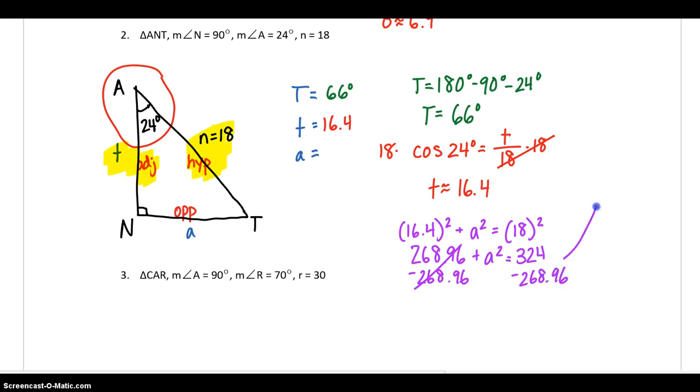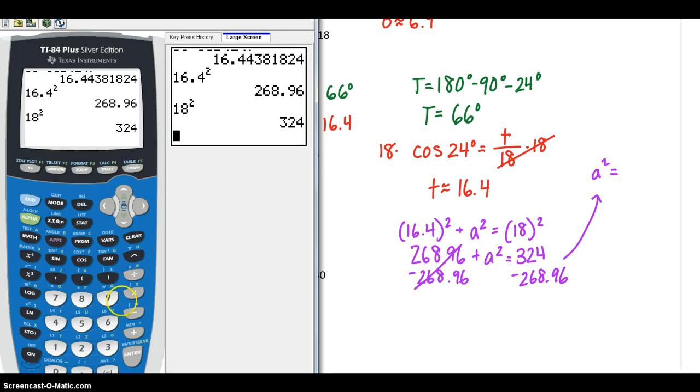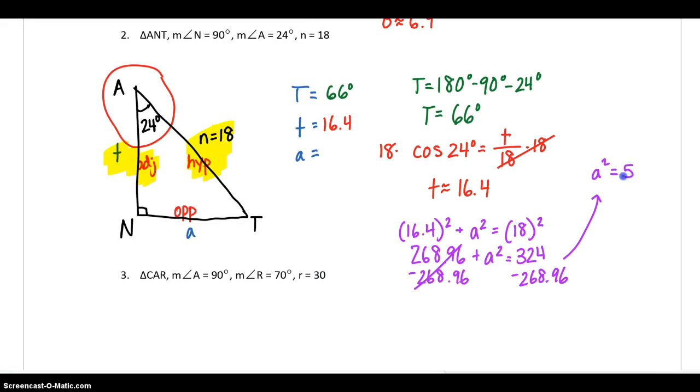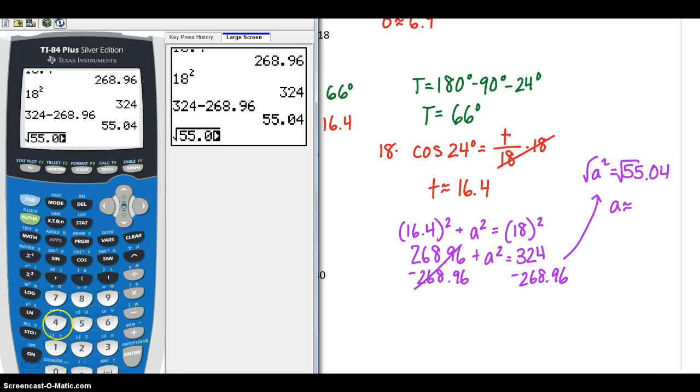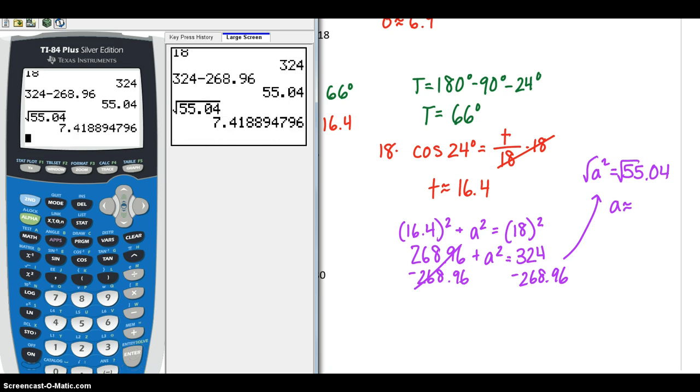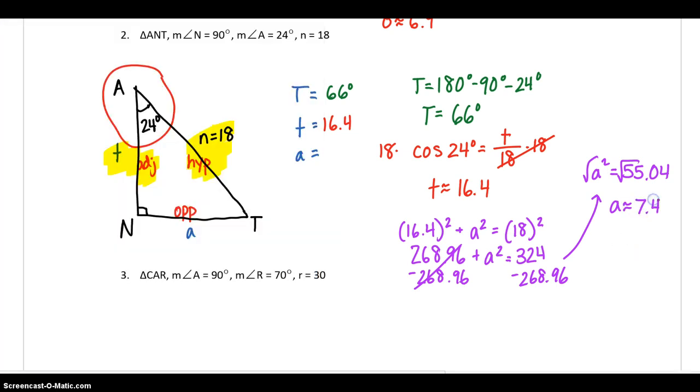Let's move this up here so we have a little bit more room. So 324 minus 268.96 is 55.04, and then square root of both sides. So we end up with 7.4 for side A, and there's all three of our pieces.